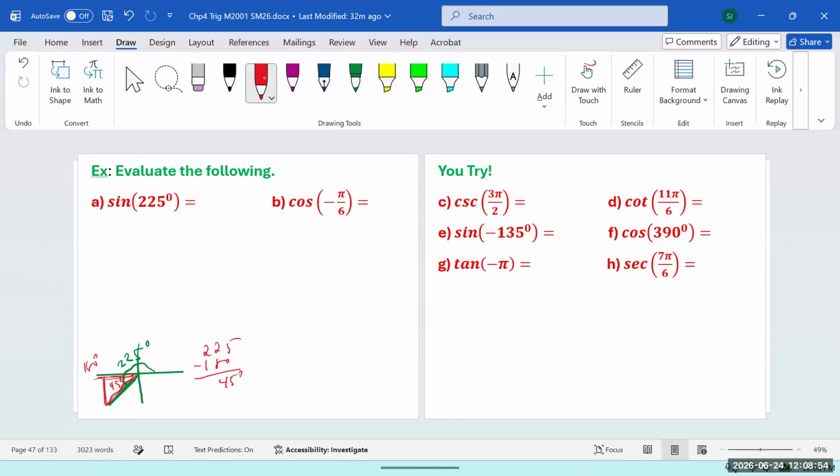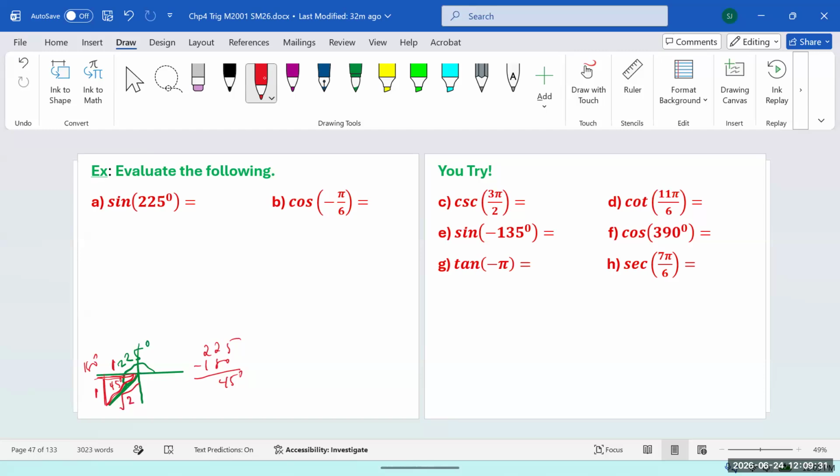Step 2, decide the side lengths for your triangle. First, find the angle, make a triangle out of that, and then decide the length of each side. So we have 45, 45, 90. What's the length of the opposite side of the 45 degree angle? 1. And what's the length along the x-axis? 1. So we have 1 unit here, 1 unit here. What is our hypotenuse? It's square root of 2.